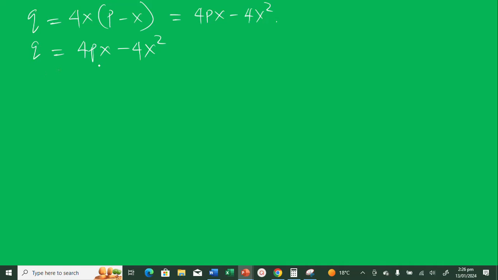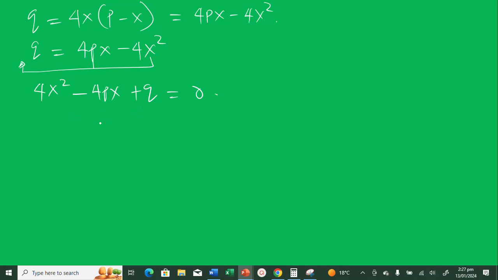So moving this to this side and this to this side: moving minus 4x squared to the other side becomes plus 4x squared, and there is an imaginary plus here. Then moving 4px to the other side becomes minus 4px. Then you have this already, with an imaginary plus here, plus q, which is equal to 0. Now, this shows that we have a quadratic equation.